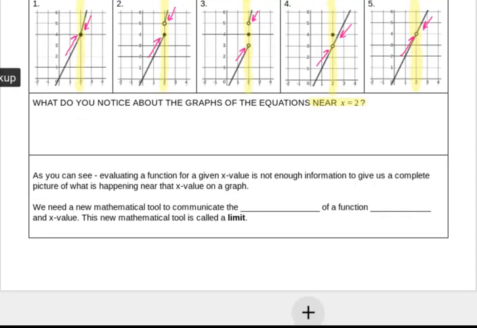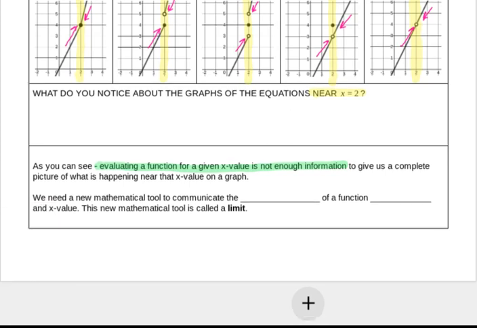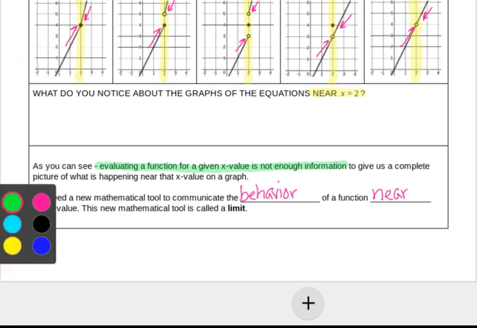So we're going to talk just really briefly here. As you can see, evaluating a function is not enough information to give us a complete picture of what's happening. We need a new mathematical tool to communicate the behavior of a function near an x value. This tool is called a limit. So we're going to be looking at what's going on around that x value, not just at that x value.